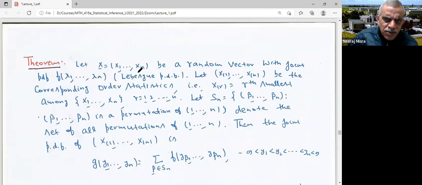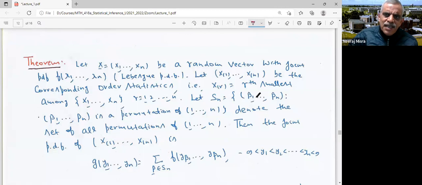And I'm assuming that they have a Lebesgue PDF. Whenever I say that the random variable or the random vector has a Lebesgue PDF, what it means is that it is absolutely continuous. So that means the density exists. So it is a continuous random variable. So let X(1), X(2), ..., X(n) be the corresponding order statistics. What does that mean? That means X(r) is the r-th smallest of X1 to Xn.